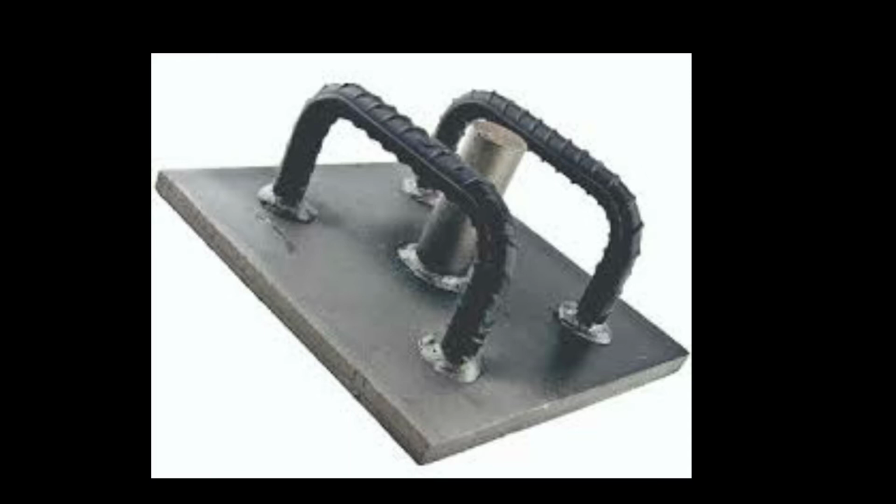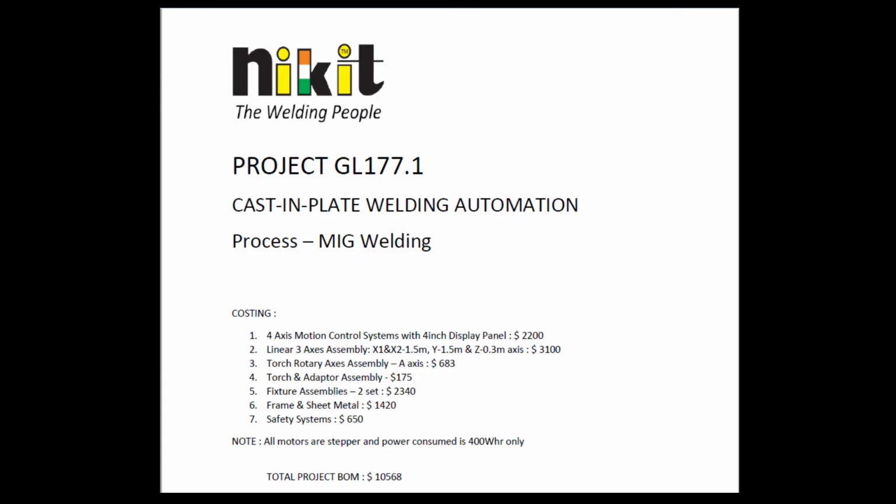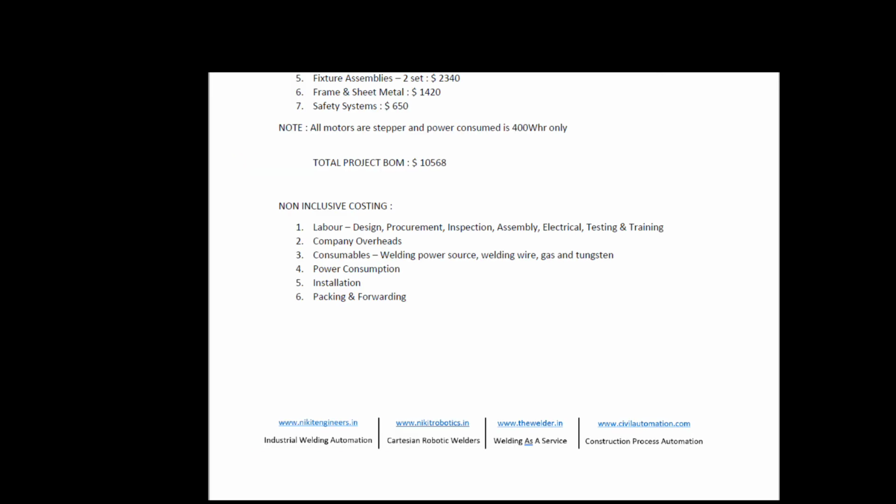Let's move on to the costing of the entire project. The process is MIG welding, and for the inclusive costing, we've considered a 4-axis motion control system with a 4-inch display costing $2,200, linear axis at $3,100, the torch axis, torch adapter, fixture assembly, frame, sheet metal, and safety systems. The entire thing runs on only 400 watts of power consumption, because these are stepper motors. The project cost is about $10,568, and non-inclusive, as I said earlier, are labor, company overhead, consumables, power consumption, installation, packaging and forwarding.